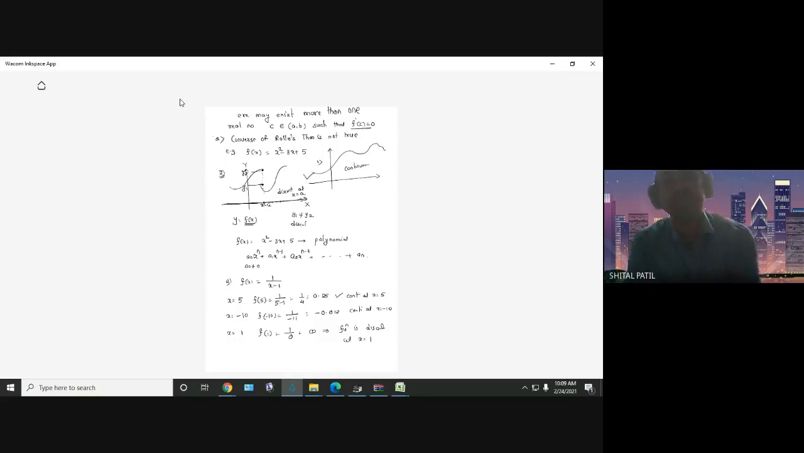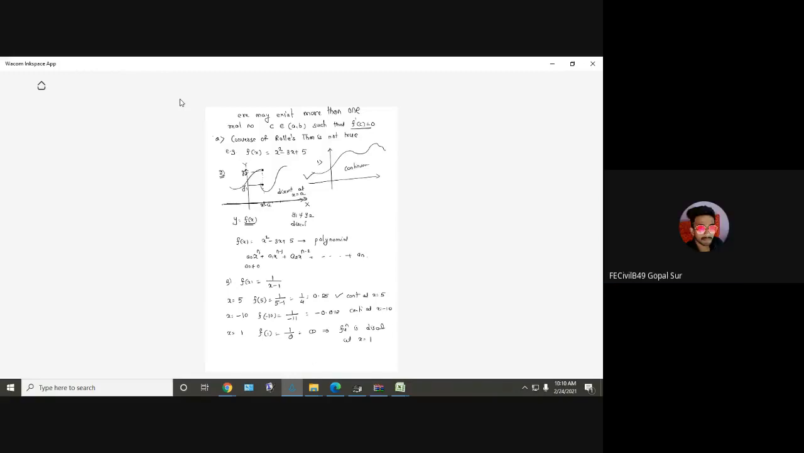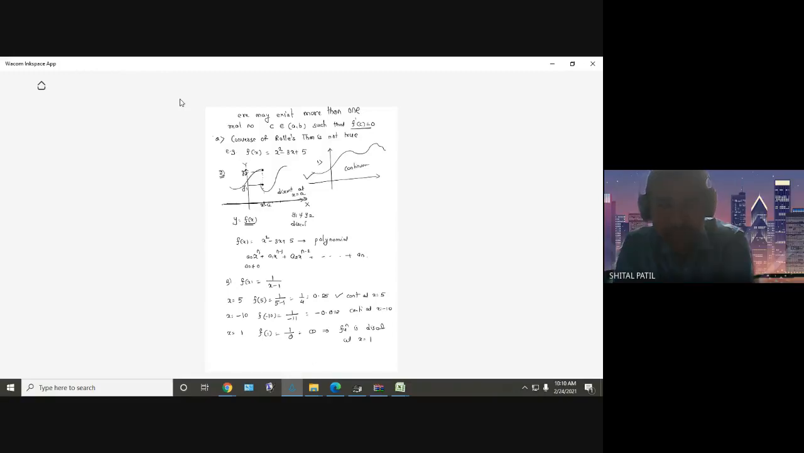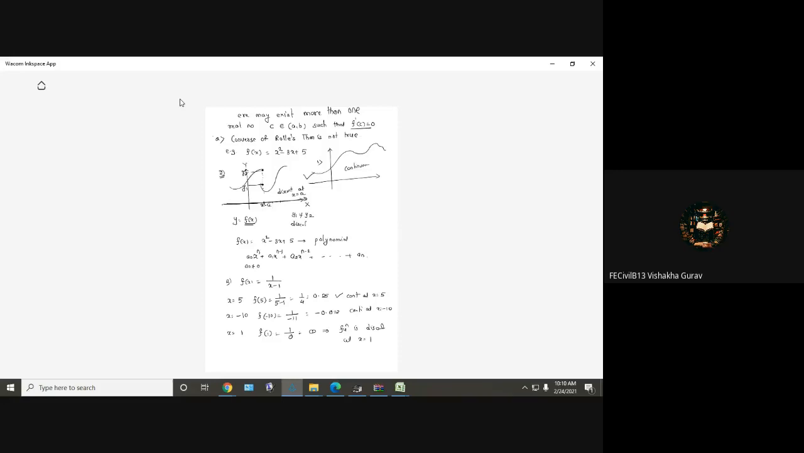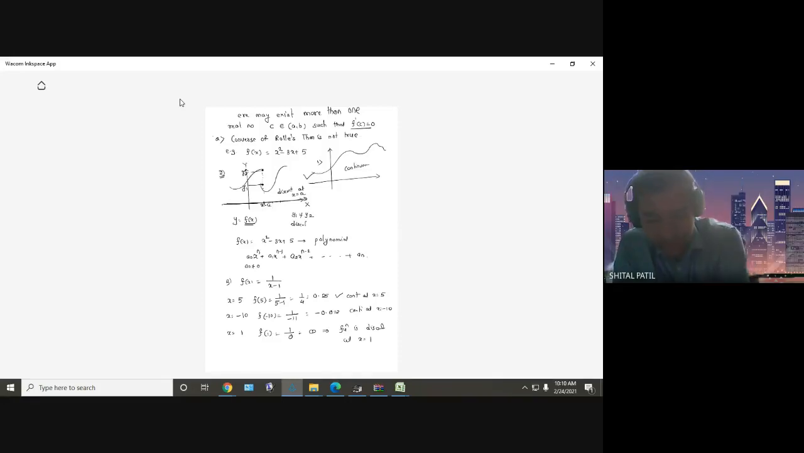सबको समझ में आ गया ये? Everyone understood this? हमने क्या समझा है? Function is discontinuous at x equal to 1. What about remaining points? Say I take 2, 5, 7, 100, -10, -100. At all these points, function is continuous. समझ में आ रहा है सबको? Getting everyone? Yes, sir. Okay.